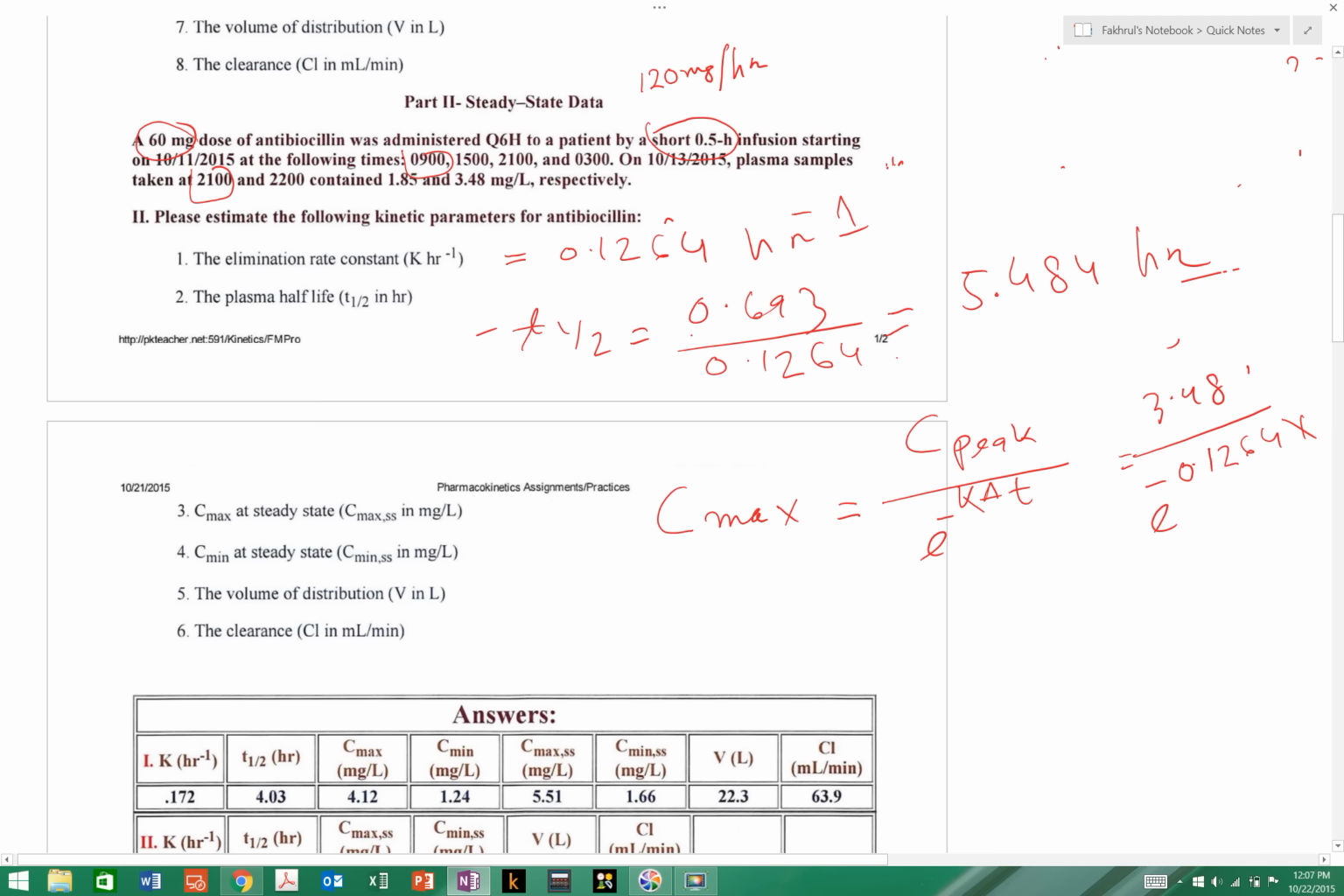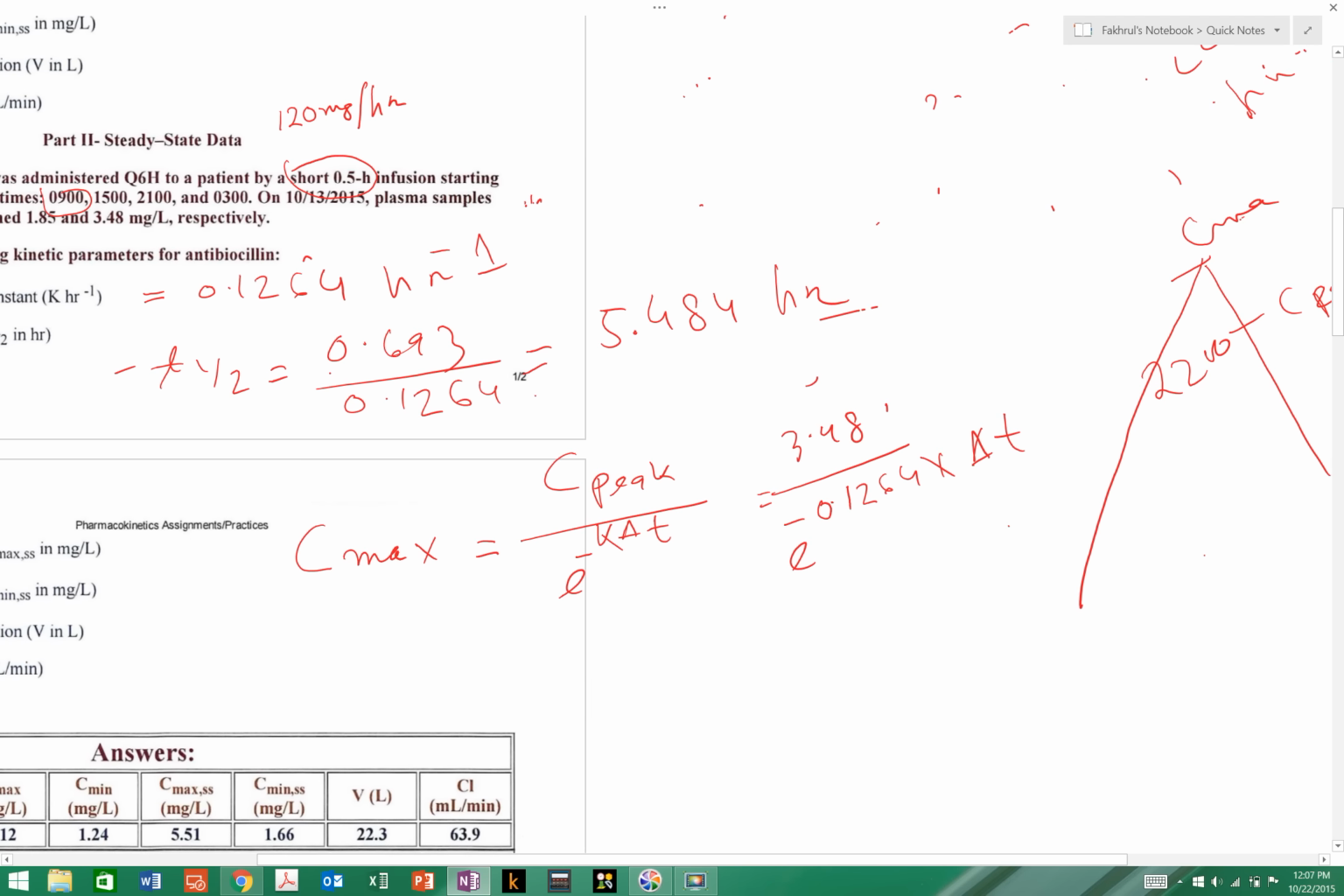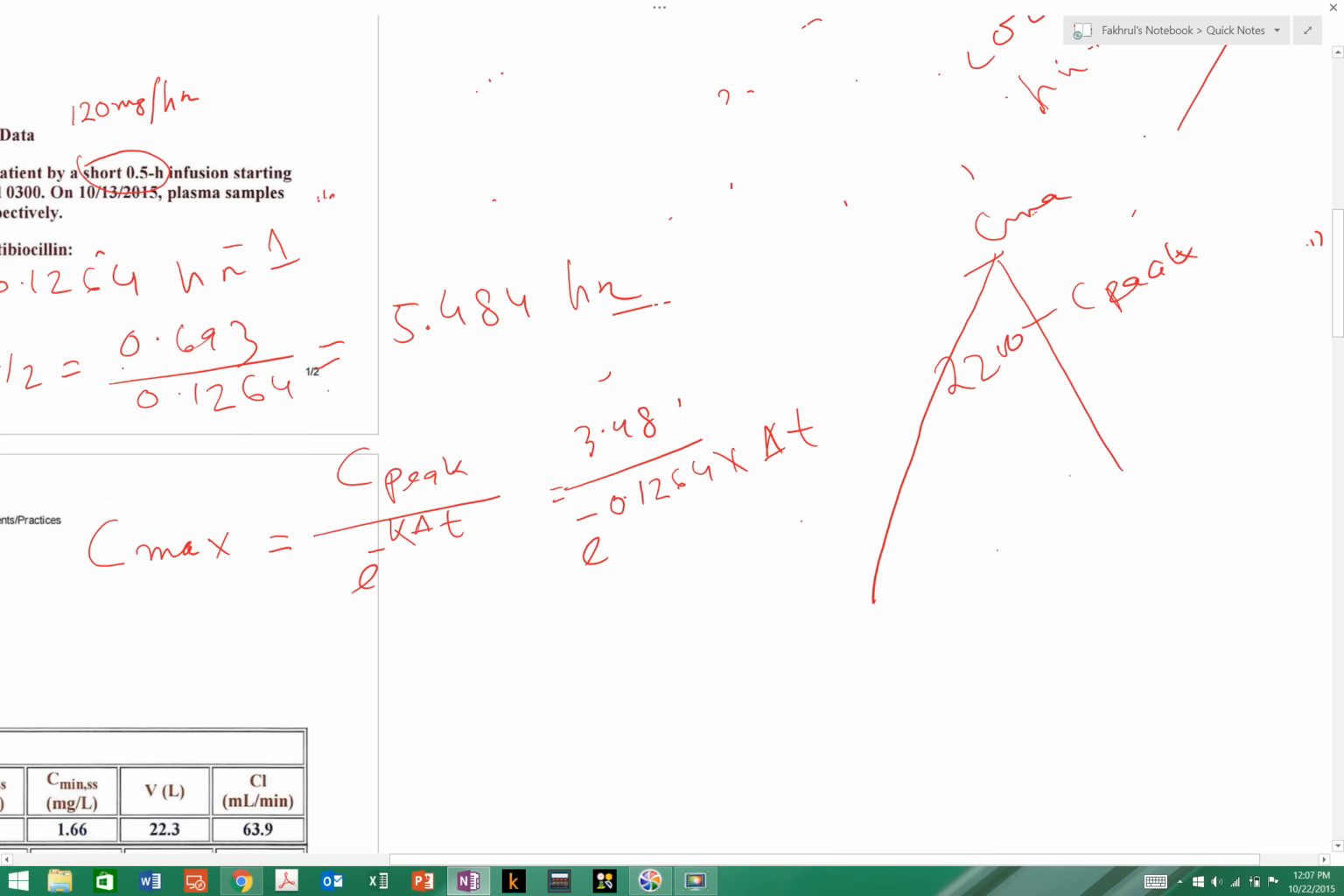So let's see, delta t. So the infusion started at 2100 and then it was infused for 30 minutes. So your new time is 21:30. So Cmax would be 21:30, and then delta t would be 2200 minus 21:30. Let's look into it right here.